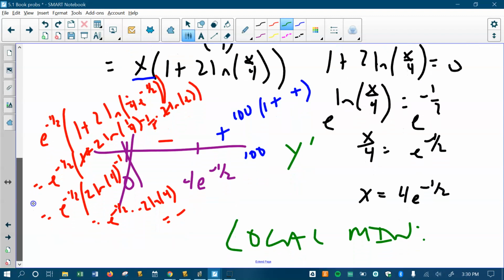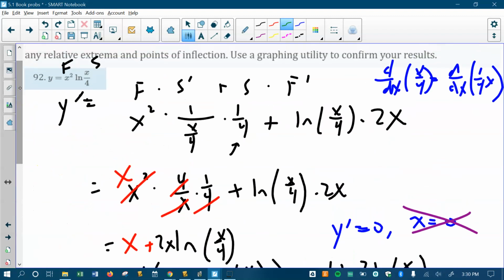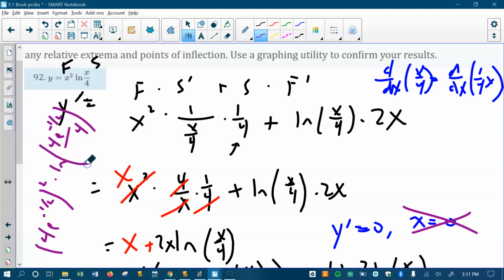So, great. Now we have to plug in 4e to the negative 1/2. Awesome. I've never been happier in my life. So let's plug in 4e to the negative 1/2 into y to see what the extrema is. We're going to get 4e to the negative 1/2 squared times ln of 4e to the negative 1/2 over 4. You can do this without a calculator. That's going to be 16e to the negative 1 times, the 4's cancel, and the negative half comes down up front, so times negative 1/2, which is going to be negative 8 over e.